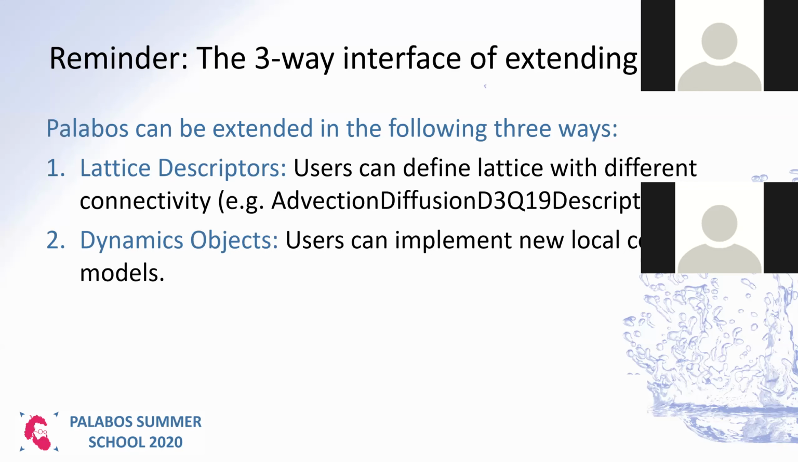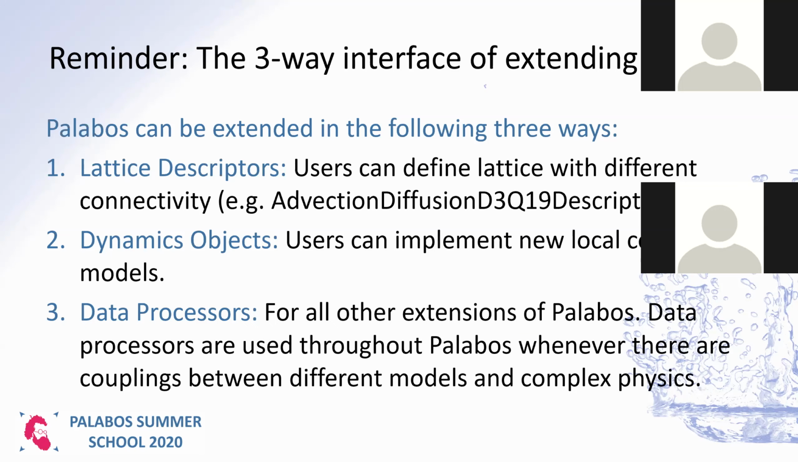Then you have the dynamics objects through which you can implement a collision model, which means when you use Palabos' fundamental collision streaming scheme, you can describe with these objects in which way every single cell implements the collision. And now the third part, that's the data processors, that's today's topic. Those are for everything else. So everything which does not fit into the first two topics goes into data processors.